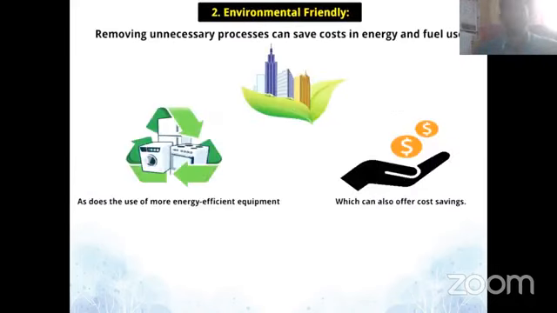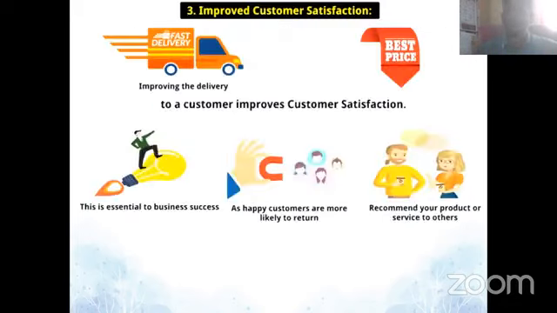Next factor is being environmentally friendly. Removing unnecessary processes can save cost, energy, and reduce failure. If we are optimizing our resources, like our energy consumption and our fuel consumption, ultimately it will save money in the business. Then improved customer satisfaction. We are improving the delivery. We are improving the quality of the product. Okay. We are decreasing the price. So this will ultimately lead to consumer satisfaction.